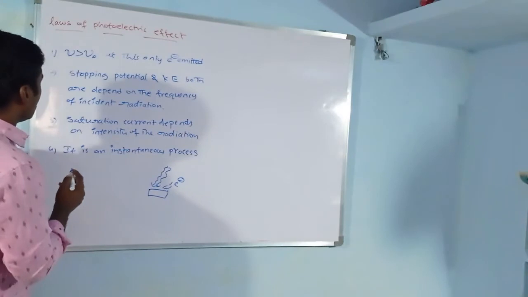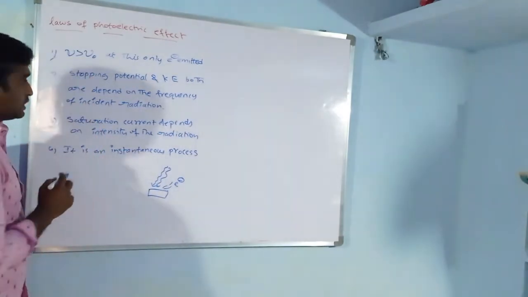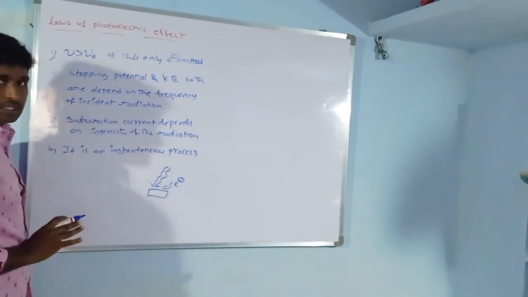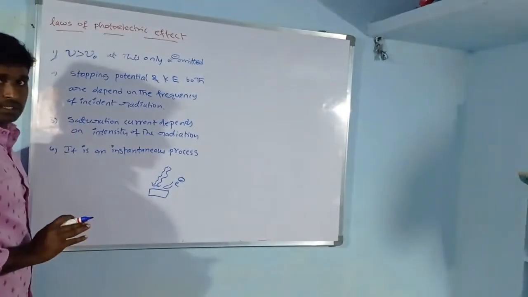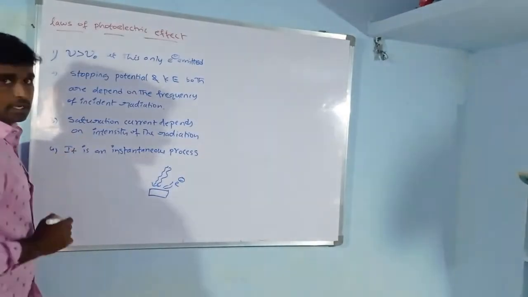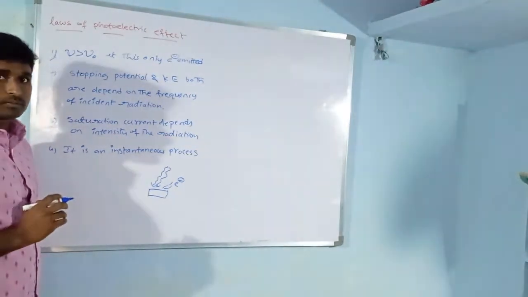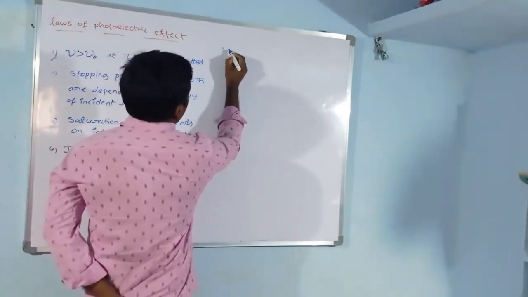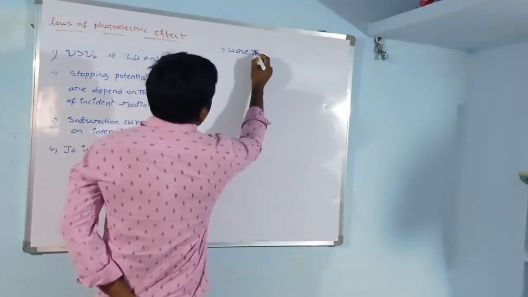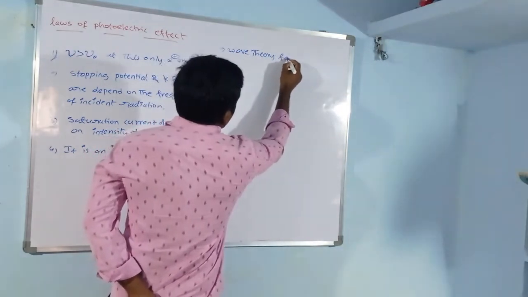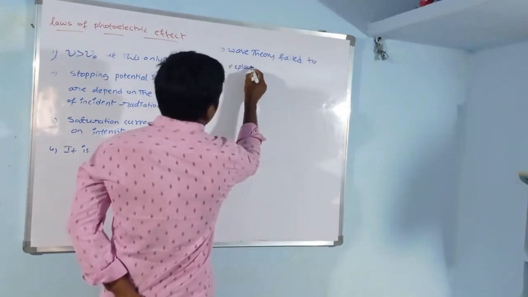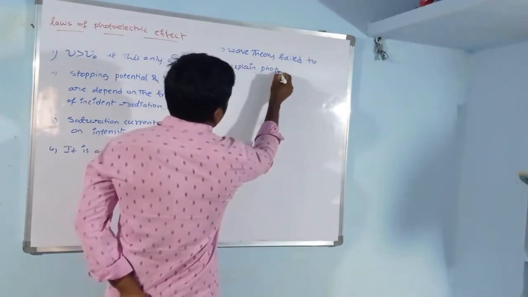So these are the four laws. First, nu greater than nu naught. Second, stopping potential and kinetic energy both depend upon the frequency of the incident radiation. Third, saturation current depends upon intensity. Fourth, it is an instantaneous process. The photoelectric effect could not be explained by wave theory. Wave theory failed to explain the photoelectric effect.